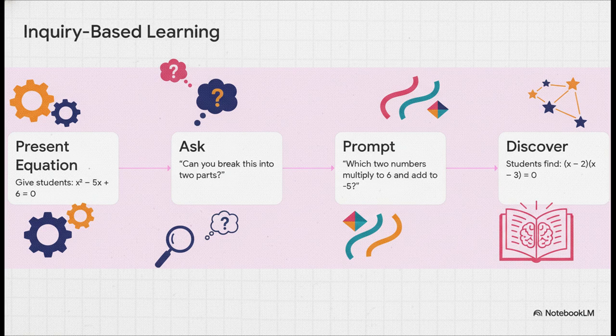Now, when it comes to a skill like factorization, instead of just giving them the rules, let them discover it. Give them the equation, and then ask some probing questions. Hold on, don't solve it yet. Just look at it. Can we break it into two pieces? Let them find the two numbers. Let them make the connection. They're not just memorizing a rule. They're uncovering a pattern for themselves.